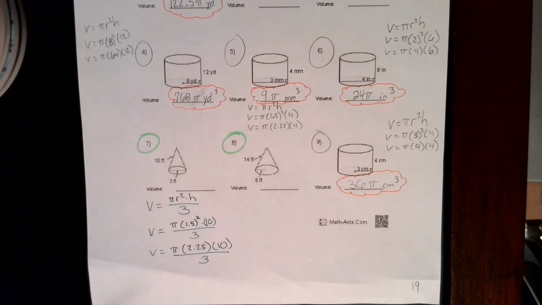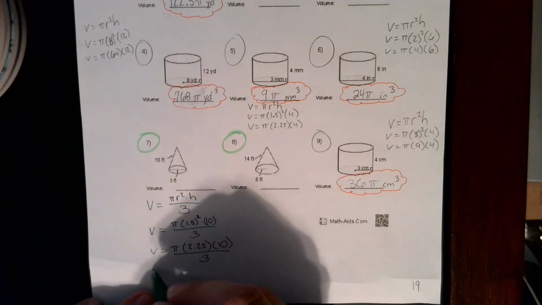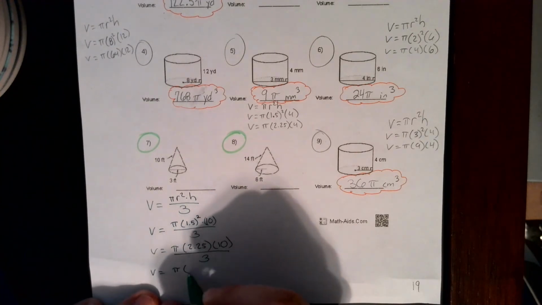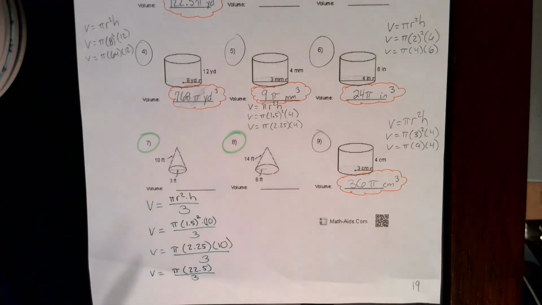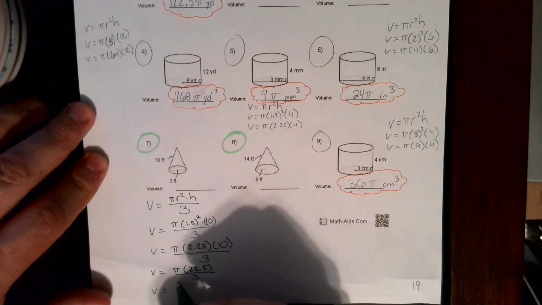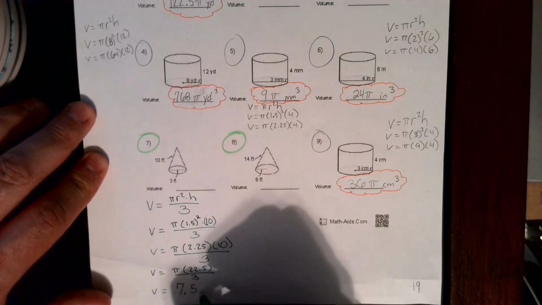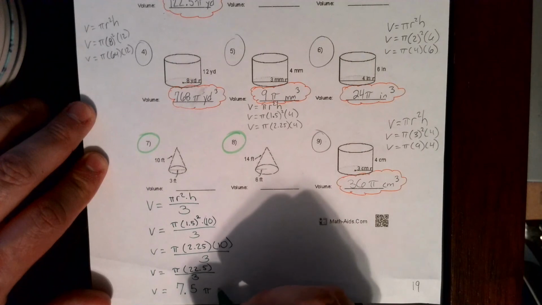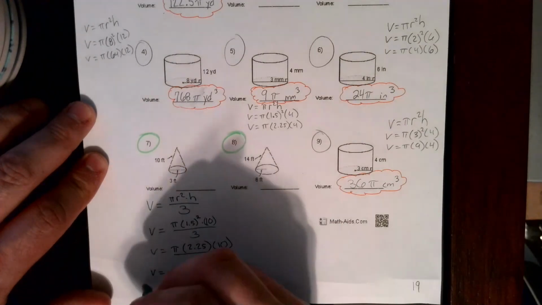Okay. Go ahead and multiply the 2.25 times 10, move the decimal point 1, and it's going to give me pi times 22.5 over 3. Okay, and my last thing to do then is to go ahead and take 22.5 and divide that by 3, and that gives me an answer of, can you still see it there? 7.5 pi cubic feet, or feet cubed.